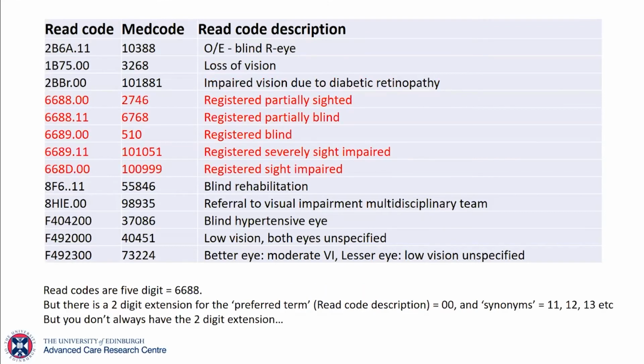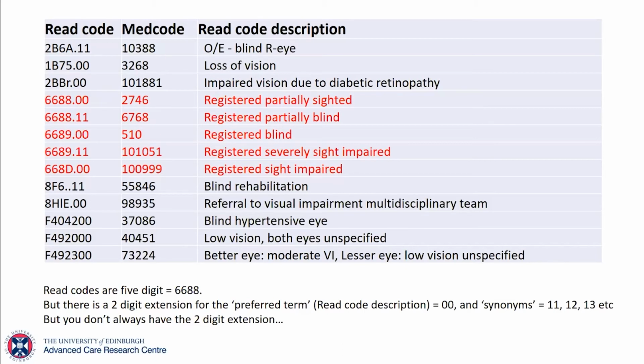You get problems of synonyms. So for those of you not familiar, Read is a 5-digit coding system, but it's actually 7 digits, where the last 2 digits define different ways of saying the same thing in English, except that they're not always the same. And actually, depending on your data provider, you don't always have the 2-digit extension. So in Biobank, you just get 5 digits for most of the data, and they don't give you the term. That's the read code description. So you can't tell. And if you look at code lists, they often specify the 7 digits because not all of the synonyms are included.